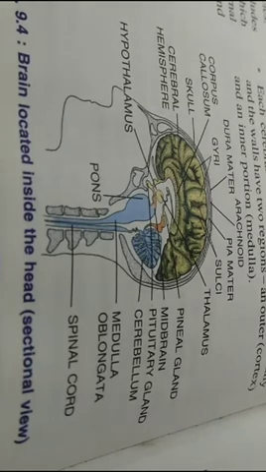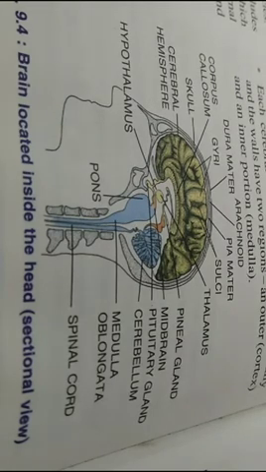It is believed that the higher number of convolutions in the human brain is due to the larger number of nerve cells, and if there are more nerve cells, the person will be more intelligent. So more convolutions in the cerebrum means more intelligence in that person.